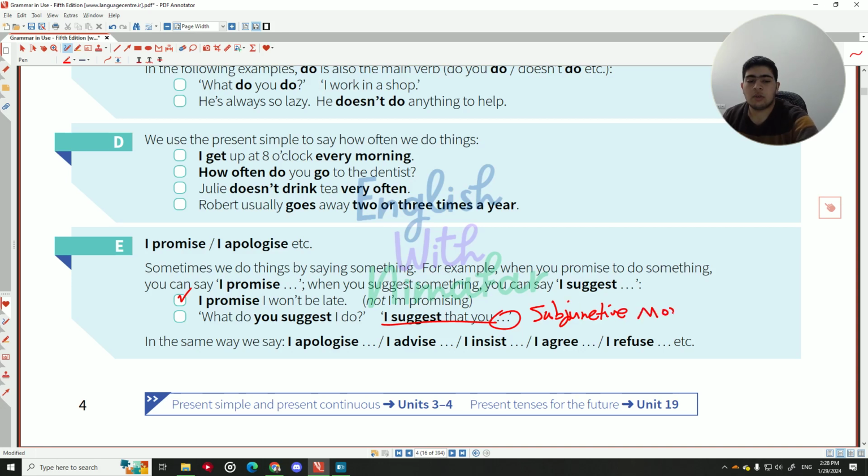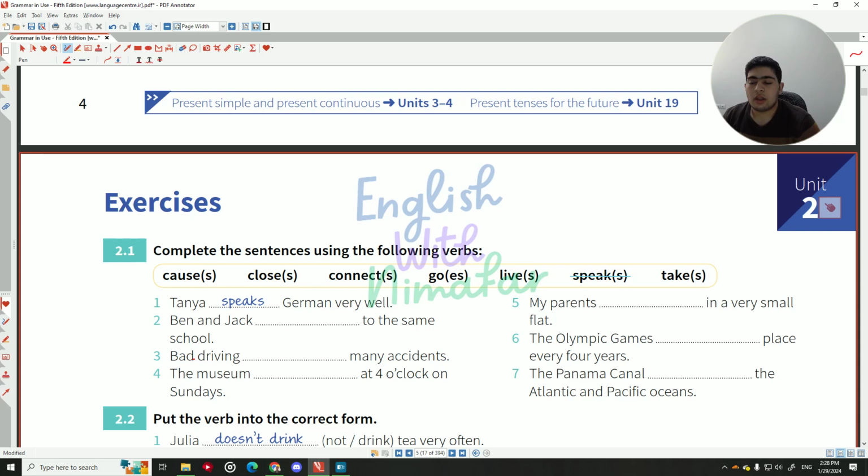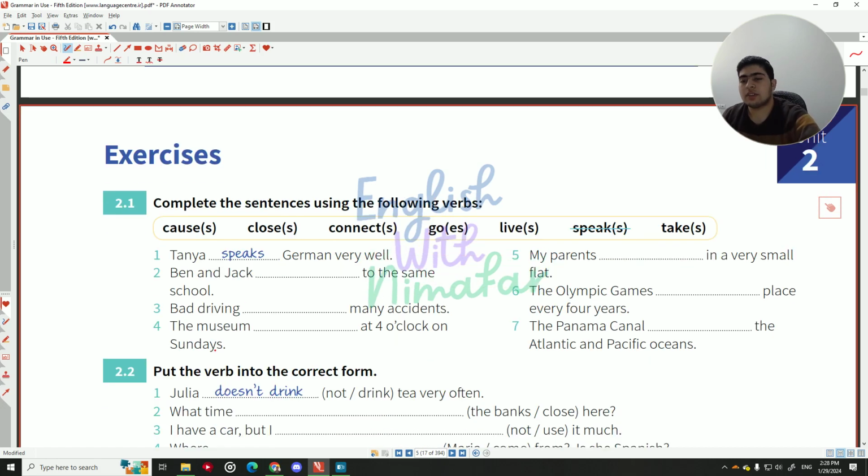Subjunctive mood. For example, I suggest that you work, or I suggest that she work. Again, we say she work. Why? Because of the subjunctive mood, it has other rules here. In the same way, we say I apologize, I advise, I insist, I agree, I refuse, and so on. Now let's answer the exercises here.